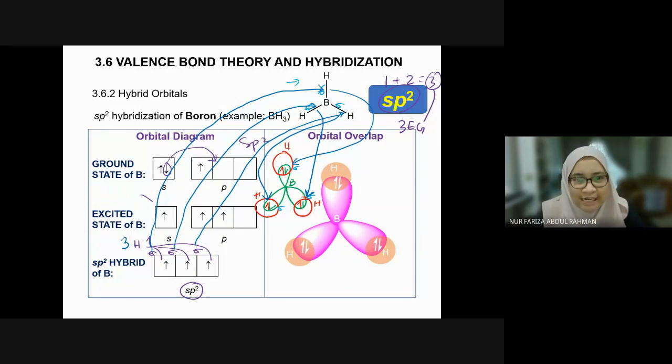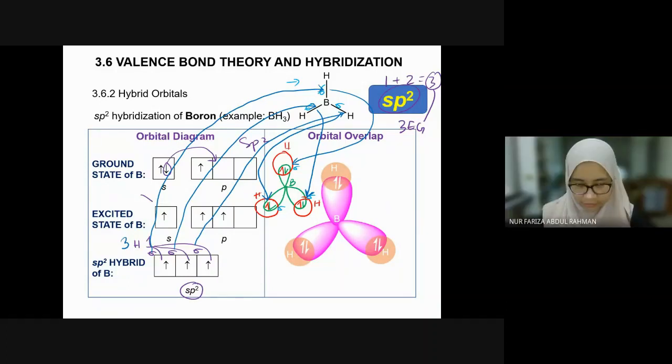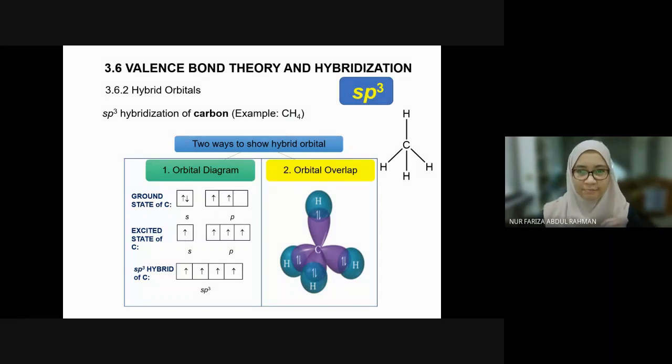It's quite messy, but I want to connect them so that you can see that they are actually aligned. Okay, right. Okay so far? How are you guys doing there? Okay. Yes, Madam. Okay, very good. Okay, moving on to sp3. Actually you already got the idea.